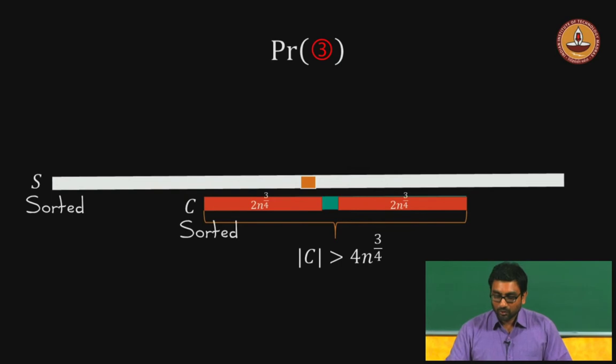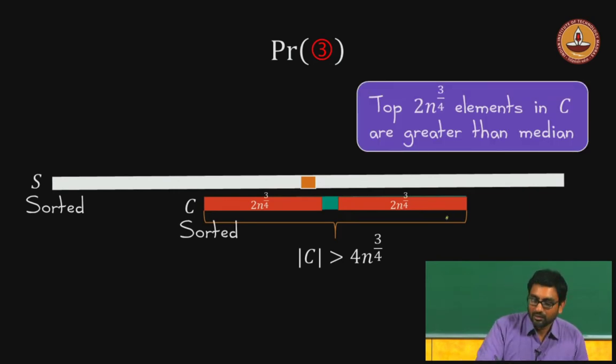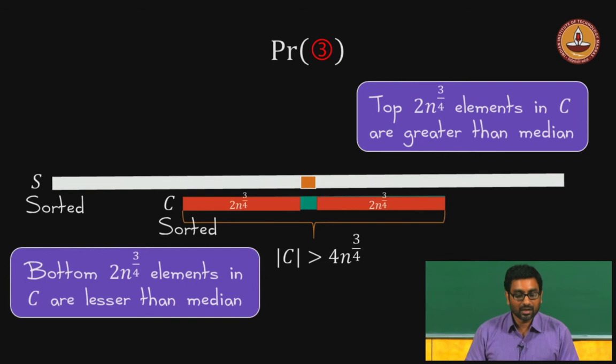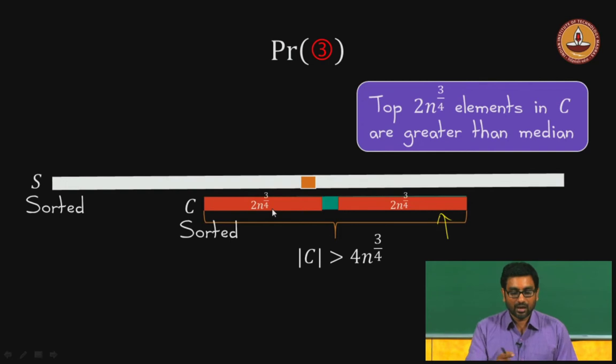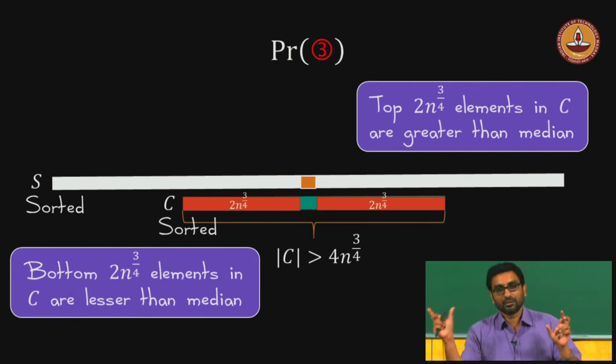Okay. So, you are going to notice that one of a few things will happen. In this case, the top 2 n to the 3/4 elements in C are all greater than the median. But this bottom set is actually spanning across the median. At least one of them is fully on one side of the median. The other thing that could happen is that one could be fully to the left and one could be fully to the right. This is also a possibility.